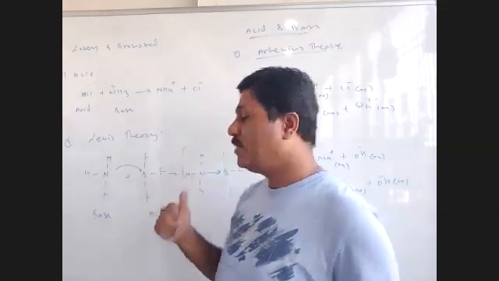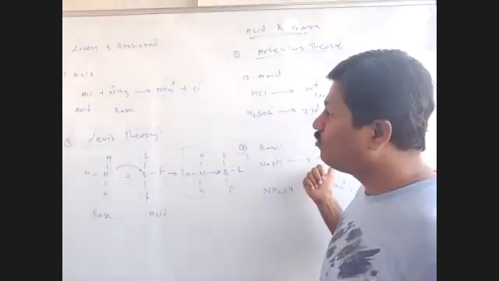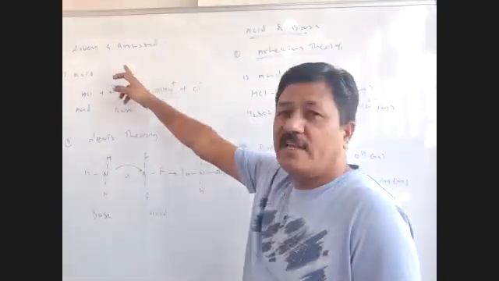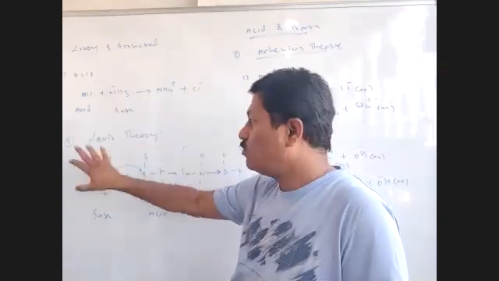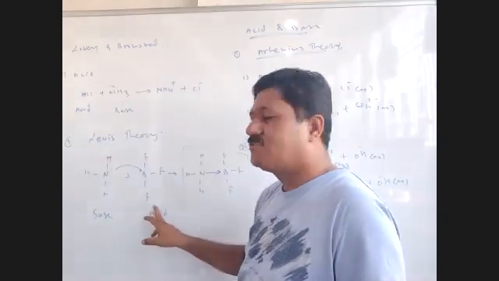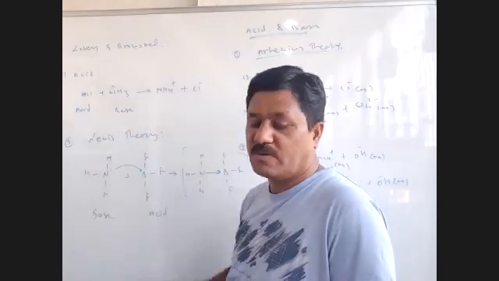What is base? Base is the substance which has presence of hydroxyl ion and it produces hydroxyl ions when put into the water. According to Lowry-Bronsted theory, acid is the substance which donates a proton and base is the substance which accepts a proton. And according to Lewis's theory, acid is the substance which accepts a lone pair of electrons and base is the substance which donates a lone pair of electrons.